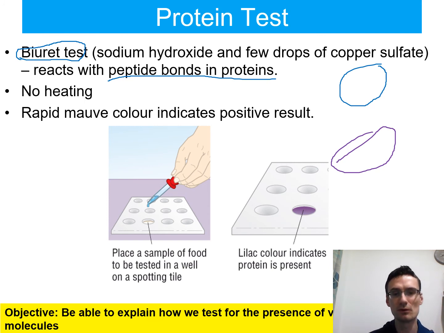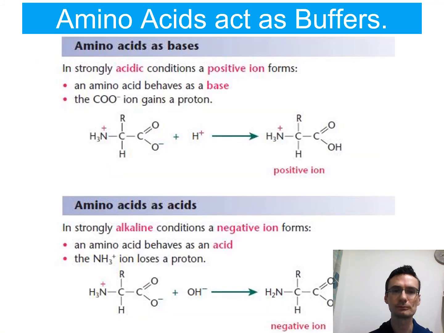Now, I think it's always important here, a lot of people get Benedict's and Biuret confused. So if you think of it as being a protein, we don't like heating proteins because they denature. So this method does not involve heating, and it will convert rapidly to a mauve or a lilac or a purple colour as soon as you get a positive result.